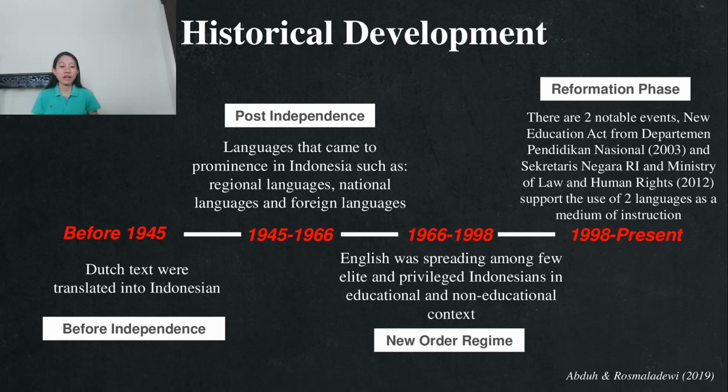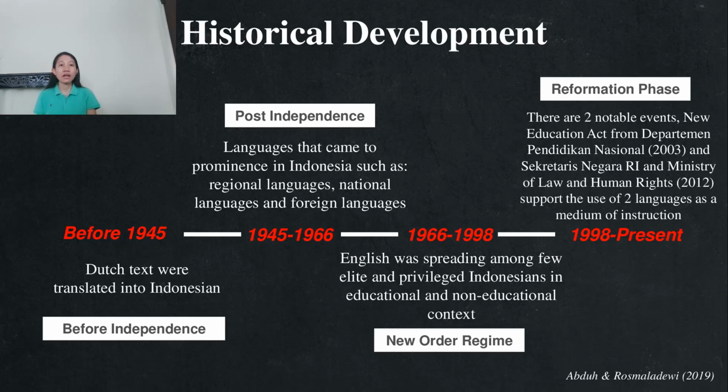So, there are four phases of the historical development of bilingual education in Indonesia. It started before 2000 and before 1945. In this phase, Bahasa Indonesia is selected as the official language of the state and medium of instruction. But only the elite Indonesian society is educated in the Dutch education system, and Dutch is selected as the medium of instruction. Further, the Dutch texts are translated into Bahasa Indonesia until the phase of Indonesian independence.